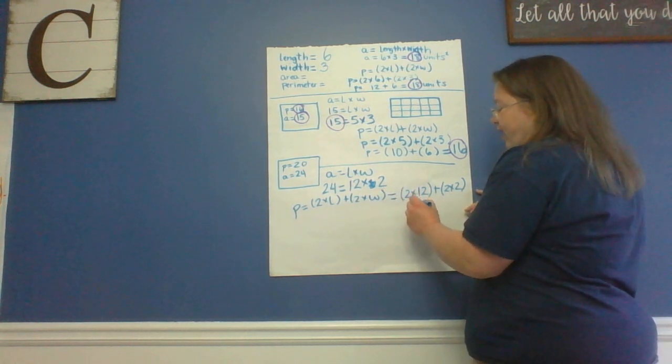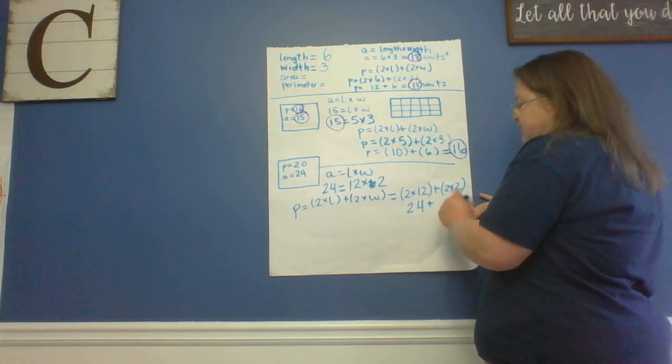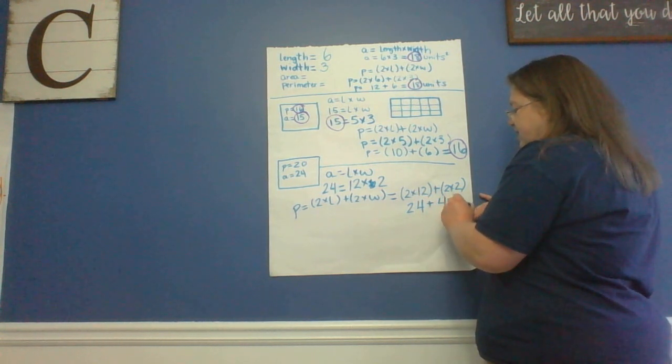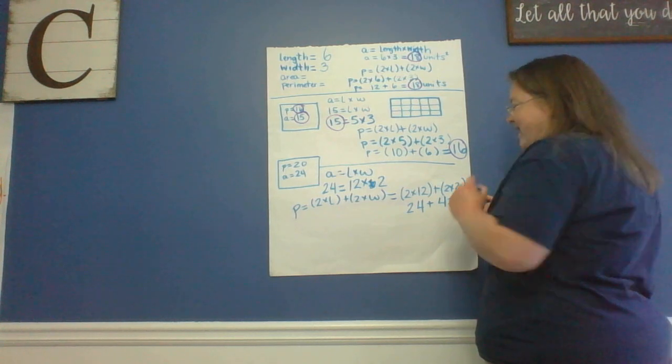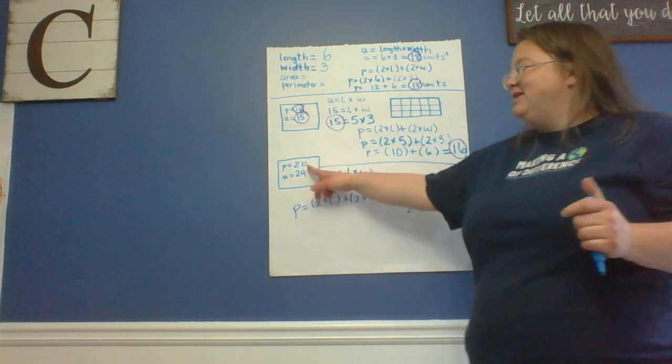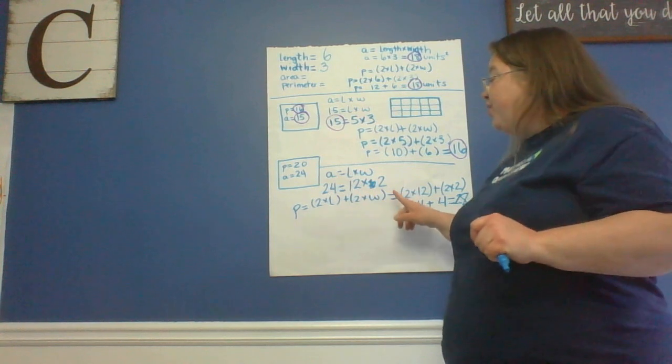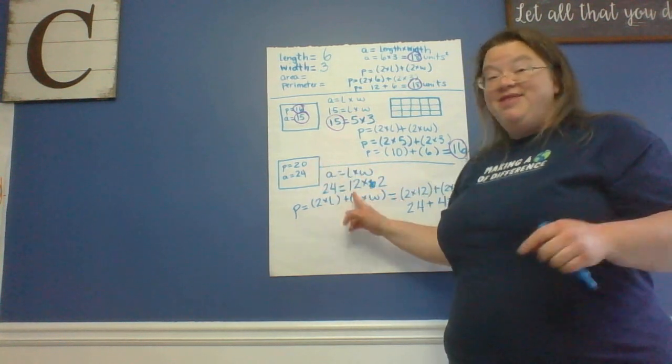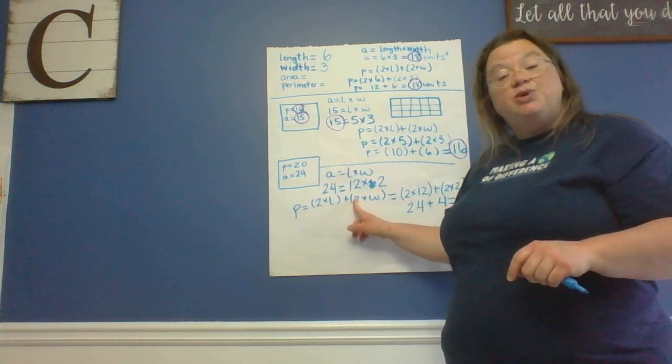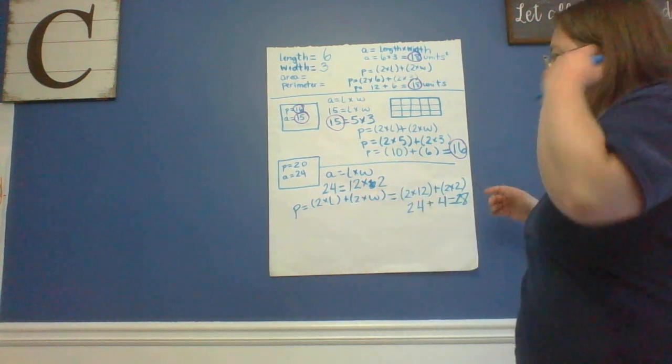So 2 times 12, 24. 2 times 2 is 4. If I add those up, I get 28. That is not the correct perimeter. So for this rectangle, these are not the right side lengths. They're not 12 and 2. So what else could I try?